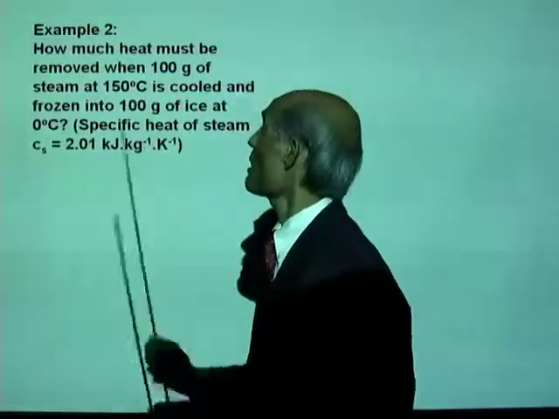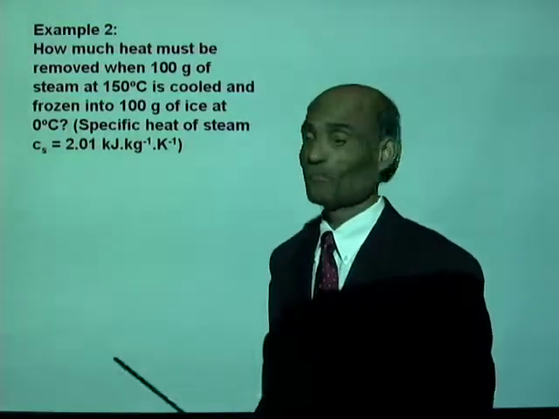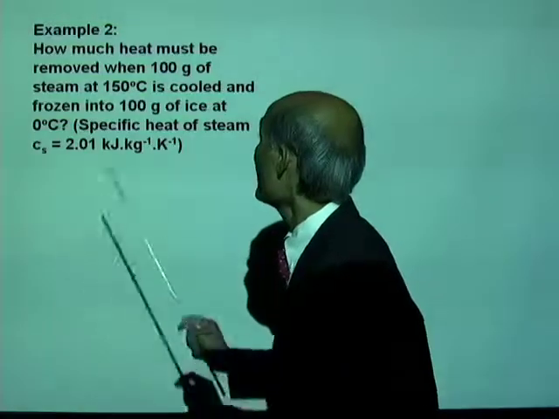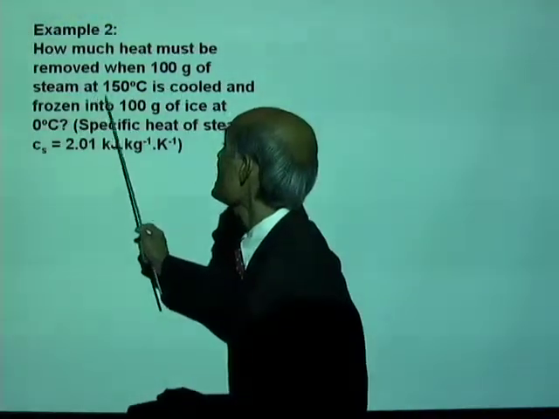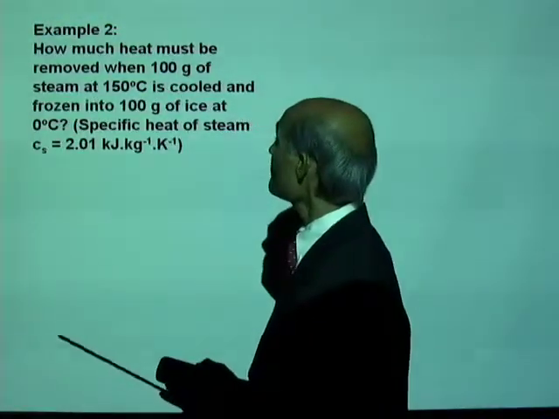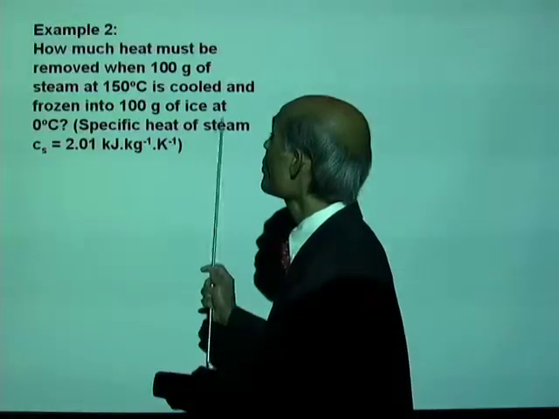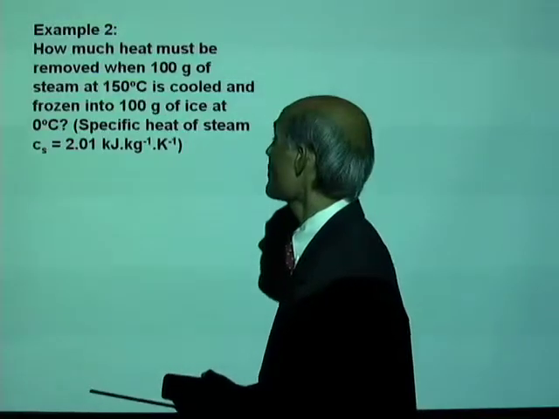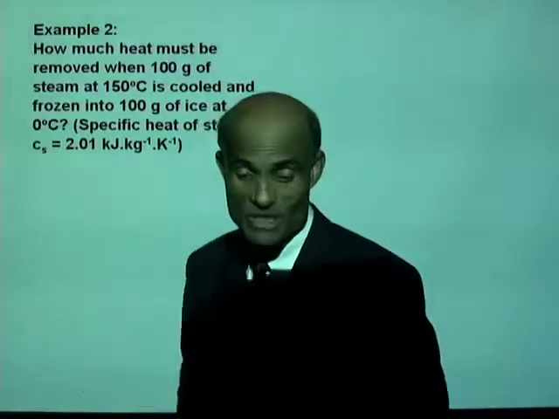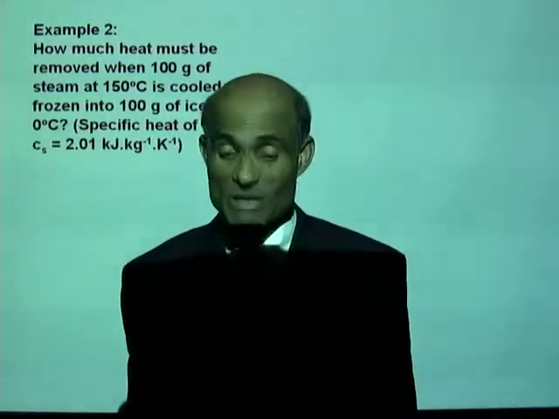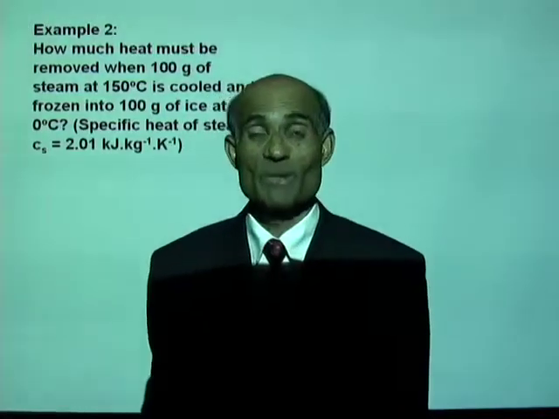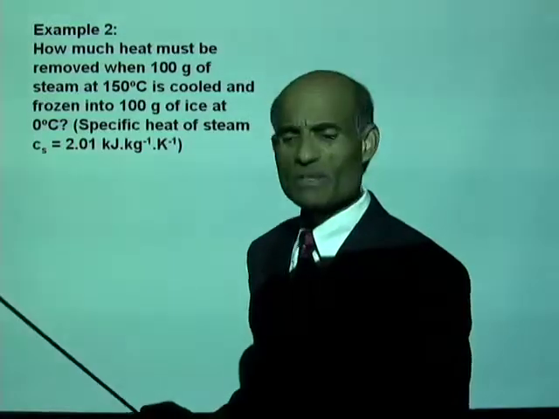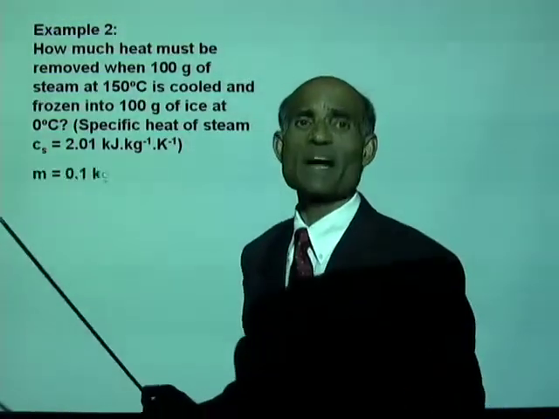All right, let's do a problem. Example 2. How much heat must be removed when 100 grams of steam at 150 degrees Celsius is cooled and frozen into 100 grams of ice at 0 degrees Celsius? Well, we have actually done a similar problem, and let's set it up in a similar way. What are the given quantities? Where do we start here?